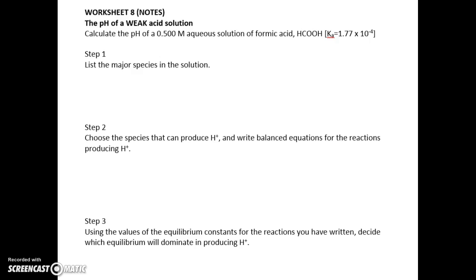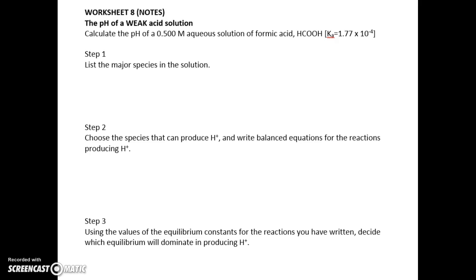So now I'd like you to turn to Worksheet 8, which is also labeled Notes. I'd like us to look at the pH of a weak acid solution. We did a strong acid solution. Now we're going to look at a weak acid solution, and these steps are going to become so much more important. We are going to calculate the pH of a 0.5 molar aqueous solution of formic acid.